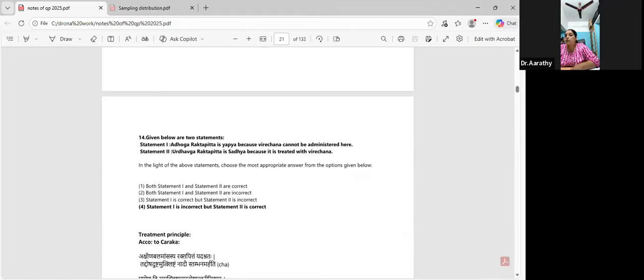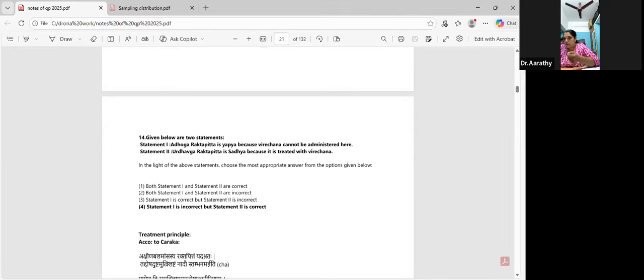For example, here Adhoga Raktapitta and Urdhoga Raktapitta, or the Sadhyasadhyata of Raktapitta, Sadhyasadhyata of Prameha, all these are actually where Acharya himself has given the assertion and the reason, right? The reason for these things. So those are sure short questions. You have a clear opinion about these reasonings, so you do not want to miss those direct questions. It is better you keep a small note for that. Whenever you study, keep the note aside.